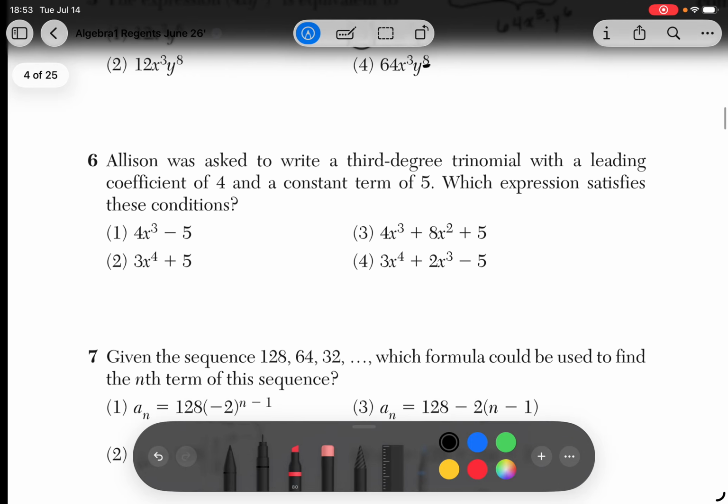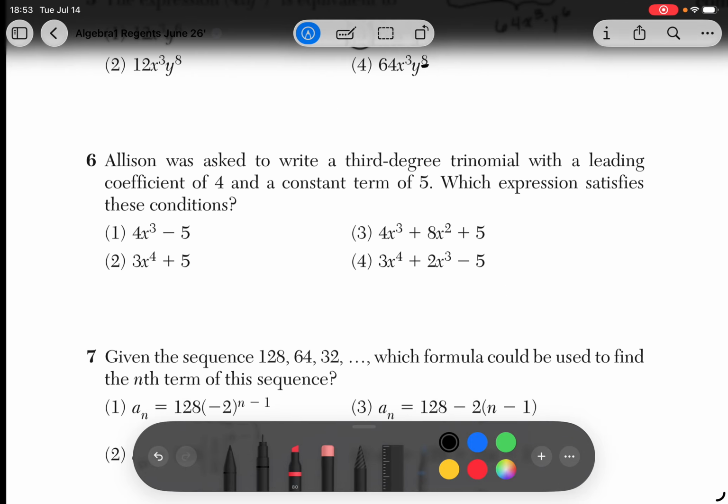Okay, question 6. Allison was asked to write a third-degree trinomial, which means that our exponent should be 3.